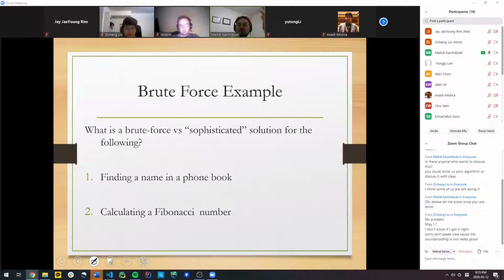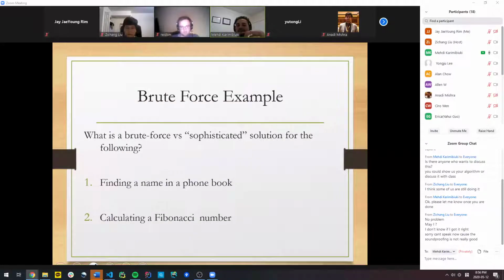The opposite of brute force would be a sophisticated solution. As a class discussion, say we want to find a name in a phone book. The brute force approach is you go through every single page or every single name in your phone book to look for the name. A more sophisticated way is you have a ranking in your phone book, you go to that particular letter heading, browse based on the order, and take it from there.